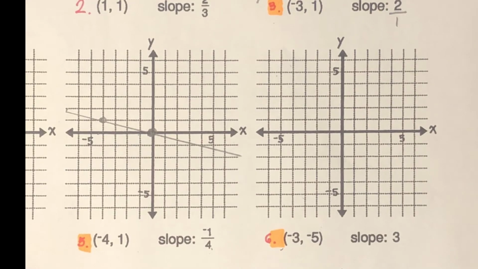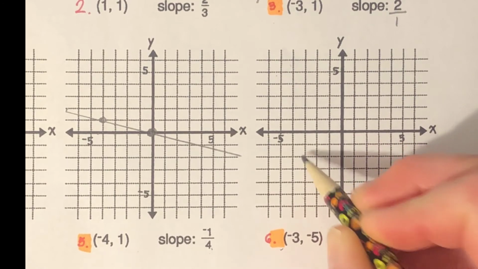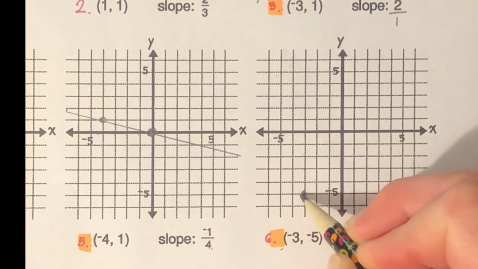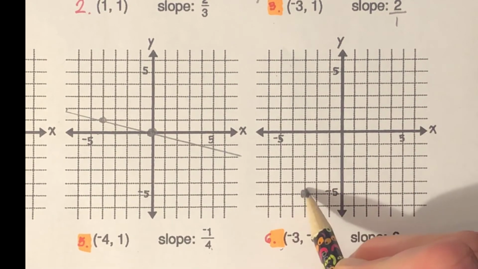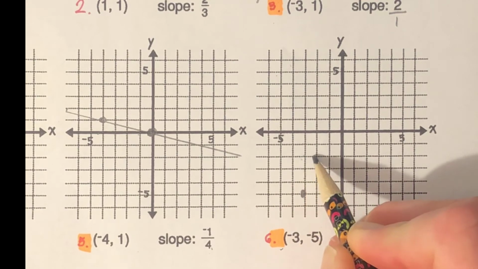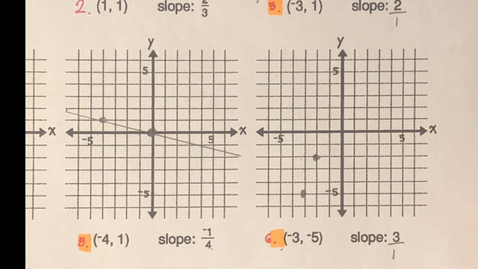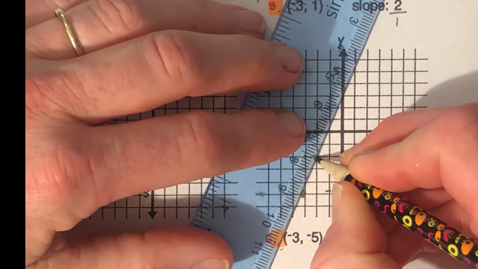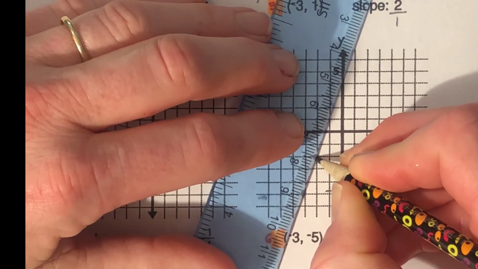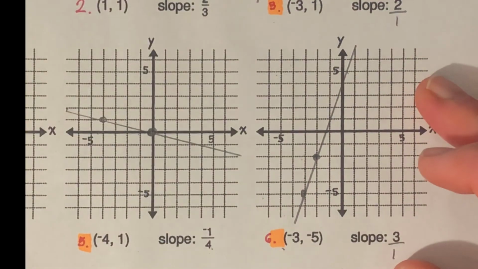Number 6, -3, -5. 2, 3, 4, 5. There's my first point. My slope is 3. 1, 2, 3 over 1. Draw my line. Just like that.